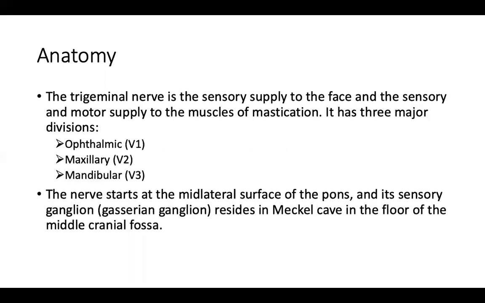Kwa hiyo katika anatomy kitu unachohitaji kujua ni kwamba the trigeminal nerve ina branch 3, kuna ophthalmic, kuna maxillary na mandibular, V1, V2 and V3. Lakini pia kitu kingine unachohitaji kujua pia, the trigeminal nerve inatokea kwenye pons.